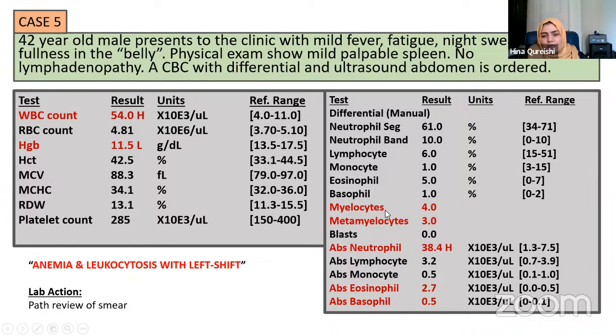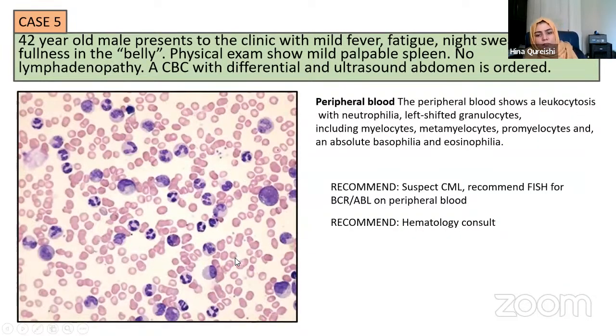So this patient has anemia and leukocytosis with left shift. Left shift means that we're starting to see some immature cells in the peripheral blood. Normally, you should only see mature cells in the blood. There are very few reactive conditions in which you can see immature cells. Typically, when you start seeing immature cells in the blood, it's concerning for a leukemic process.